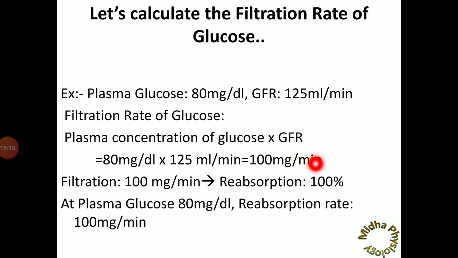Now when this amount of glucose is being filtered in a minute, the reabsorption rate is 100%, because at this time the plasma glucose level is below the renal threshold, so the renal reabsorption should be 100%. That means the renal reabsorption rate would also be equivalent to the filtration rate of the glucose. So here at plasma glucose of 80 milligram per deciliter, the reabsorption rate is also 100 milligram per minute, as the reabsorption is 100%.